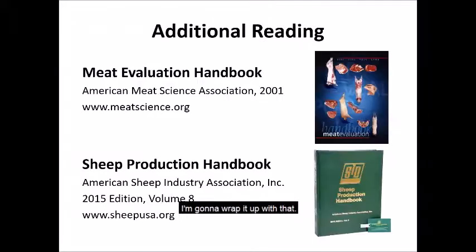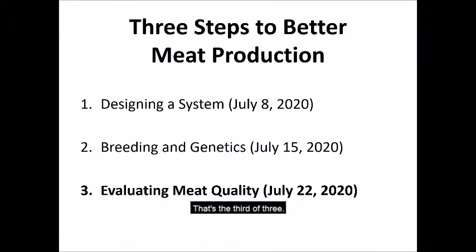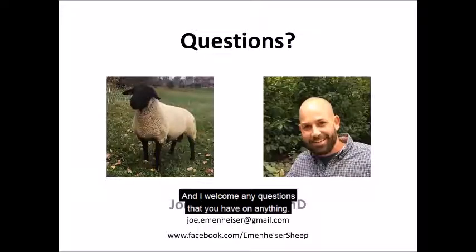We could go on about this for a long time, but we've reached the end of our time. I'm going to wrap it up with that. I would strongly recommend, again, the Sheep Production Handbook, a great resource for total sheep production, but also the American Meat Science Association has the Meat Evaluation Handbook. The lamb section is short, sweet, and to the point, but there's good information there on lamb as well as other species. That's the third of three. I really appreciate everyone tuning in for these, and I welcome any questions that you have on anything.